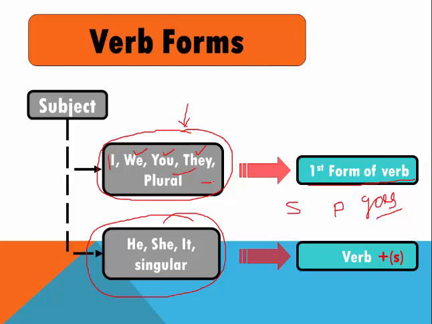So with this set of subjects we use first form of the verb and that is also plural. Go or say. This is your plural form. And he, she, it is singular. We use first form of the verb, but we will use s or es with them. Let's say go, it becomes goes. Say, it becomes says.